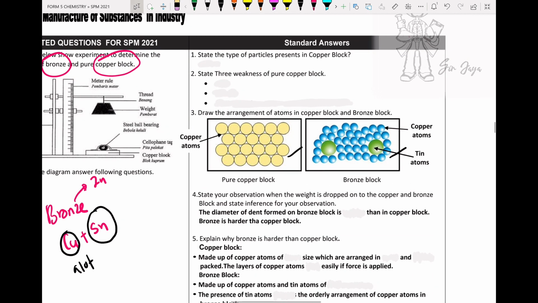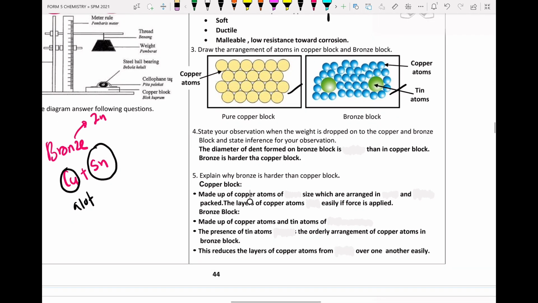So please check. What type of particles are present in copper block? That will be atoms. State three weaknesses of copper block. First one will be soft. This is known as pure metal. This pure metal is malleable, ductile. Why? Because they are ductile, malleable, and they have low resistance toward corrosion. So if they ask you to draw, please draw like this. Always remember tin is bigger, copper is smaller, and copper is arranged in orderly layers.